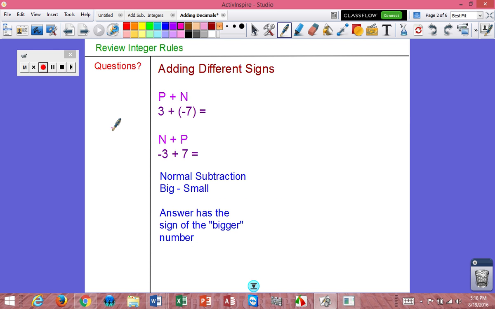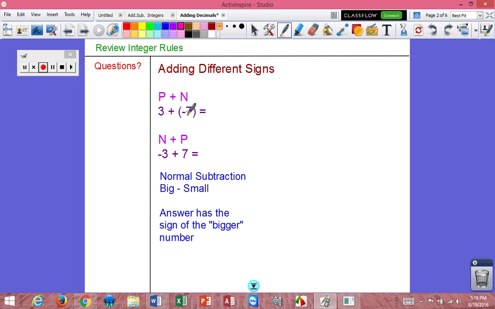Alright, but what happens if we're adding different signs? Okay, let's look at this first example. We have a positive 3 plus a negative 7. Now, if you're adding a negative, that's basically like taking away that amount. So let's pretend that you're eating soup. And we know that soup is usually very hot, so we'll think of hot as positive and we'll think of cold as negative. If you were to add ice cubes to your soup, what's going to happen to it? The temperature is going to go down. So if you were to add ice cubes to something, you are actually decreasing the temperature. So when you're adding a negative, you're really just taking away that amount.